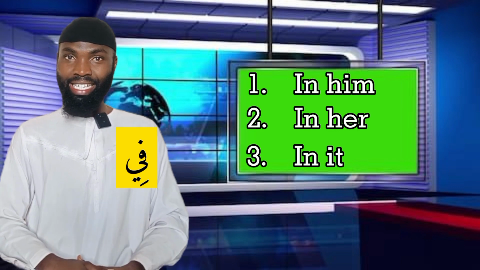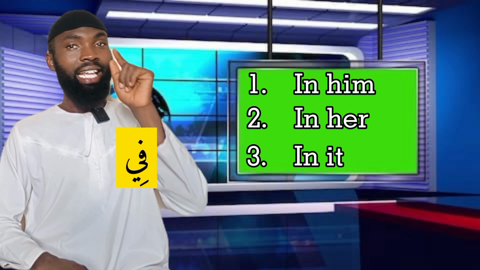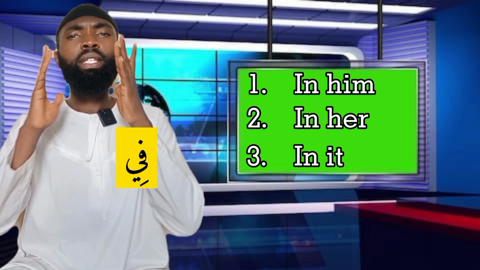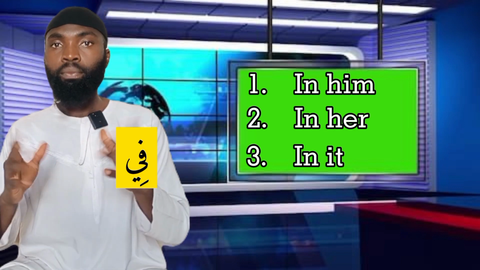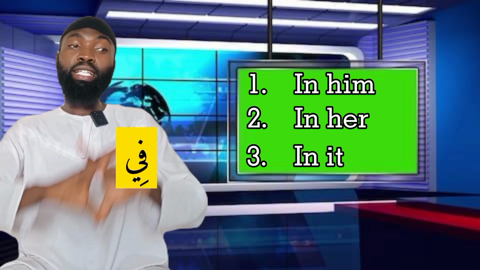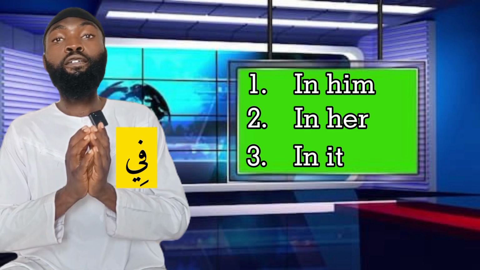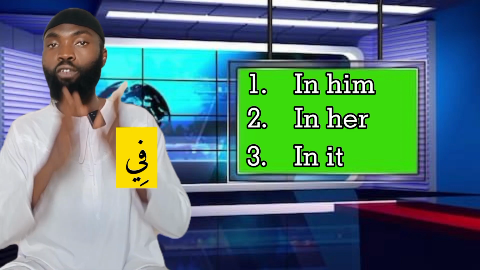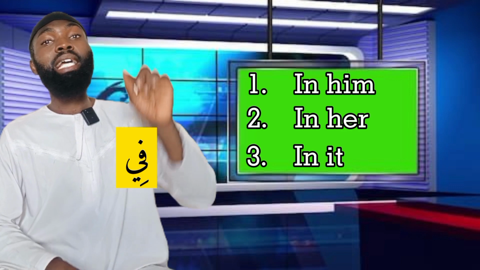Now what we had is fi, which is "in," then we have "him." What is "him" in the Arabic language? We can see "him" is a pronoun, but this pronoun is coming in the form of the accusative, or the object of the sentence, of the phrase. So the pronoun will appear as the object.